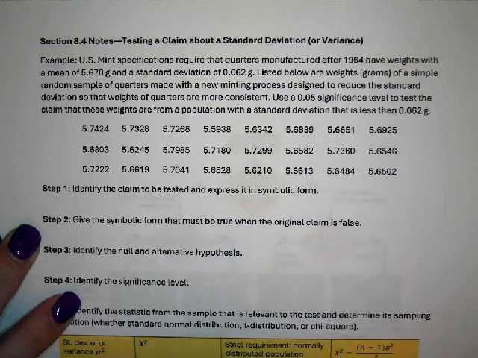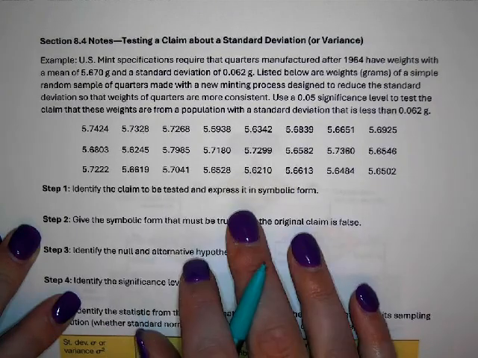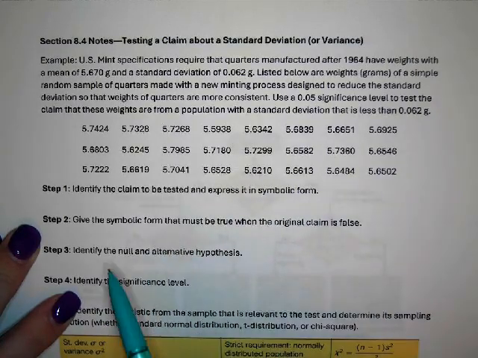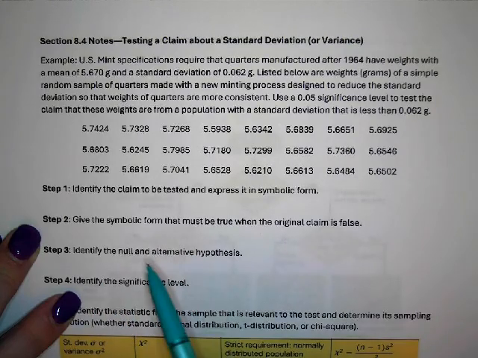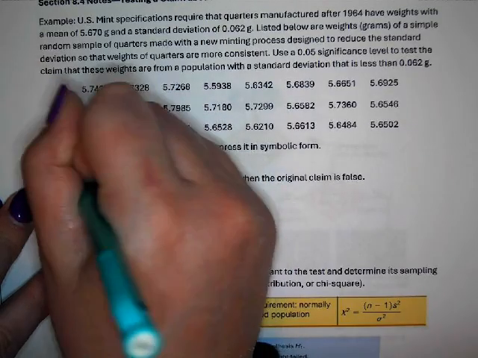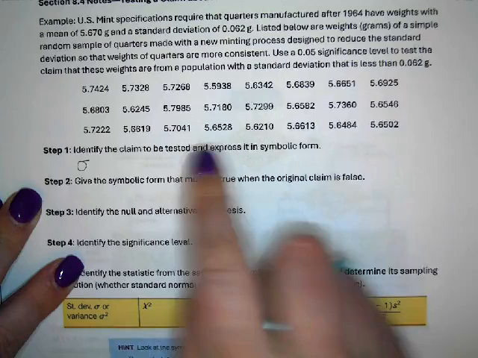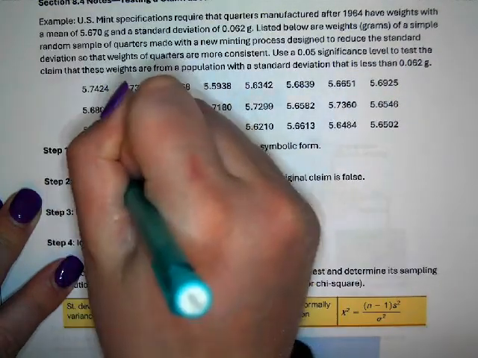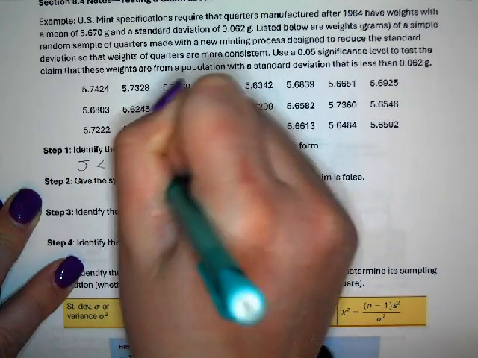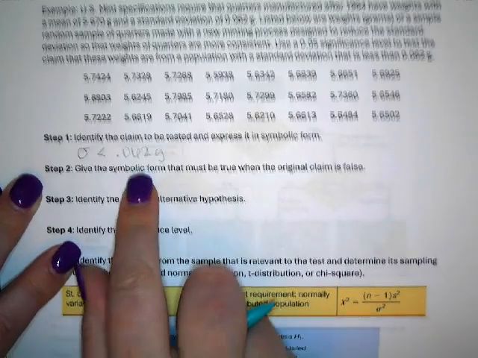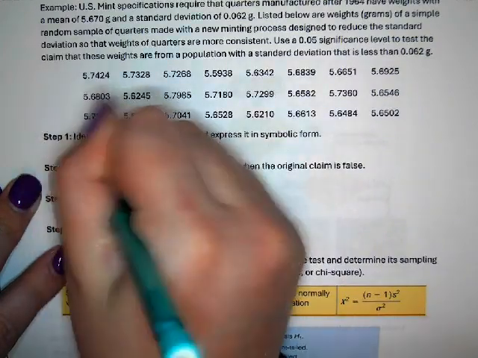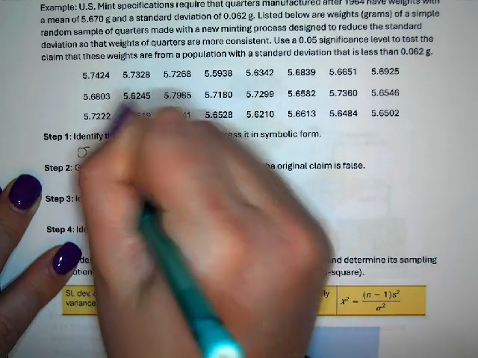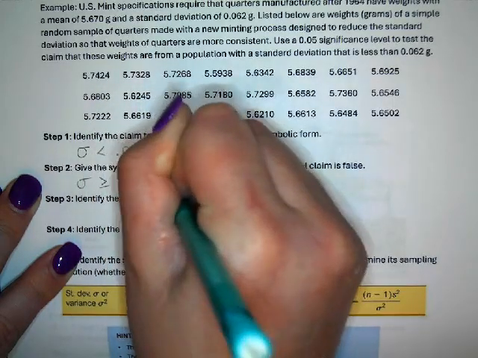So first, identify the claim to be tested and express it in symbolic form. Because we're talking about the population standard deviation, we're going to use the variable sigma this time. So we're testing that sigma is less than 0.062 grams. The opposite of this is that sigma would be greater than or equal to 0.062 grams.